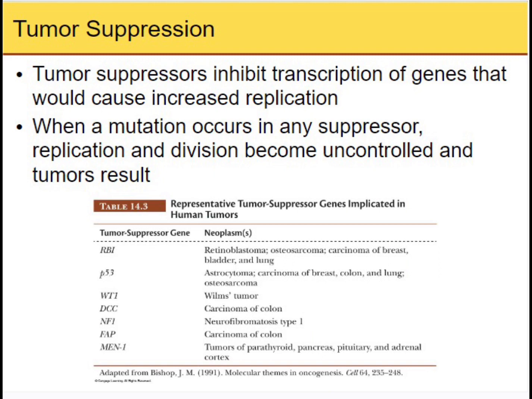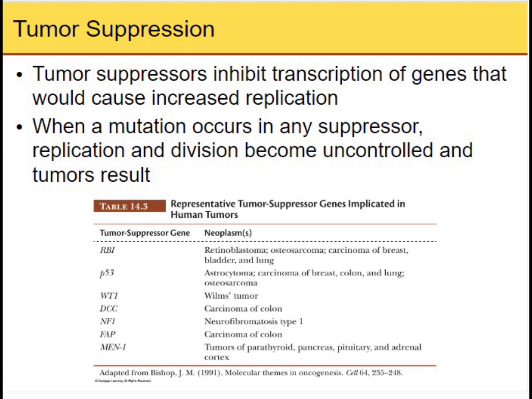But what is tumor suppression? Tumor suppressors inhibit transcription of genes that will cause increased replication. Tumor suppression is the DNA repair or the cell cycle repressors. It stops or regulates the overgrowth of cells that might lead to cancer. When a mutation occurs in any suppressor, replication and division become uncontrolled. A table is shown down below for the tumor suppressor gene and neoplasm connection.